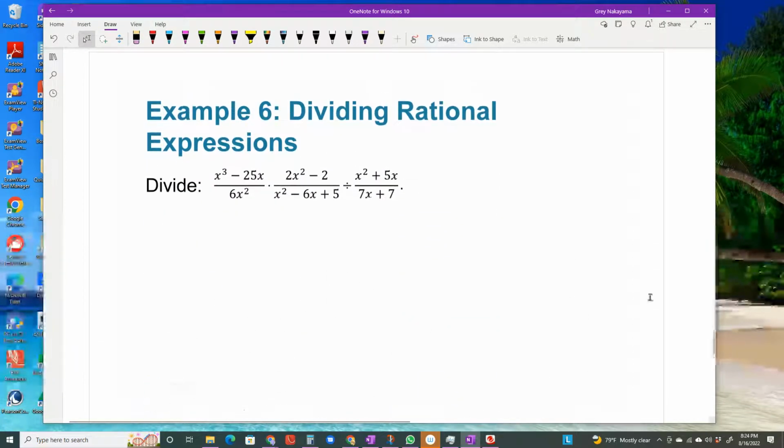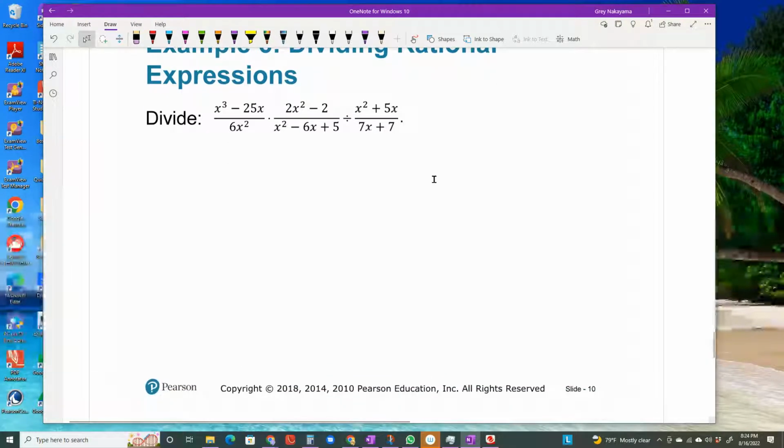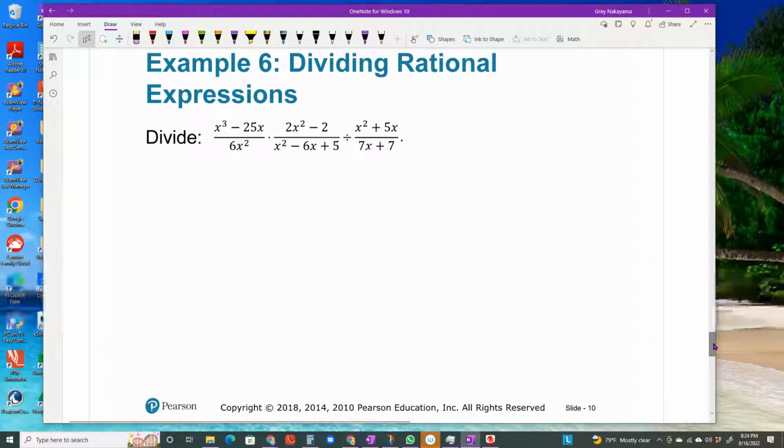All right, last example. Look at this one because it basically combines both things that are in this section. Anyway, so I have 3 expressions here: 1, 2, 3. It doesn't matter the order that these things are in. If you're dividing, then you've got to flip on the next step and multiply by the reciprocal.